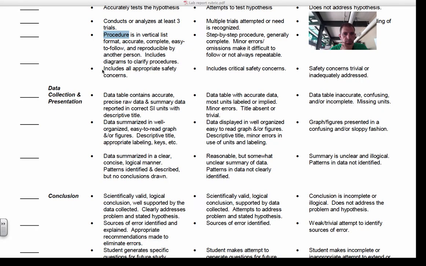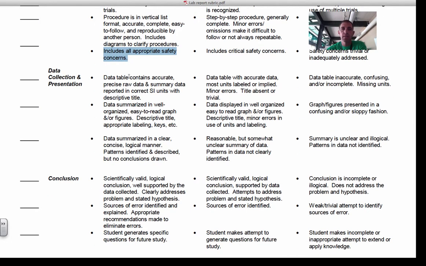One of the things you need to include in your lab report, of course, is going to be any kind of safety concerns, which should be fairly short for this lab. Some of the things you may want to address is the use of sharp equipment to construct your choice chambers.